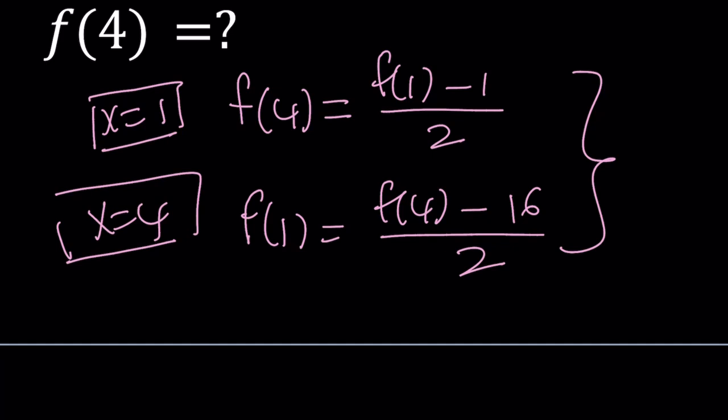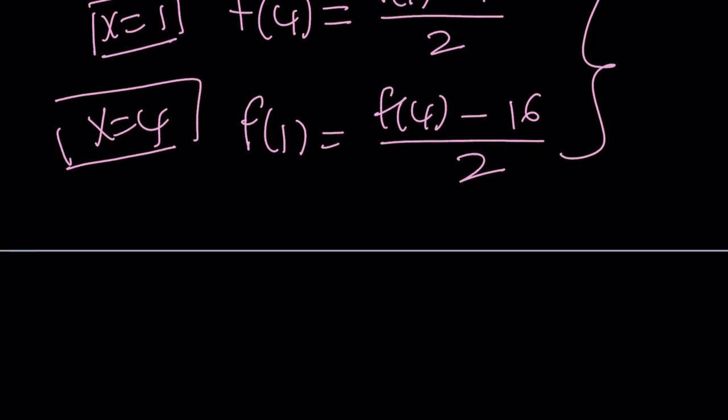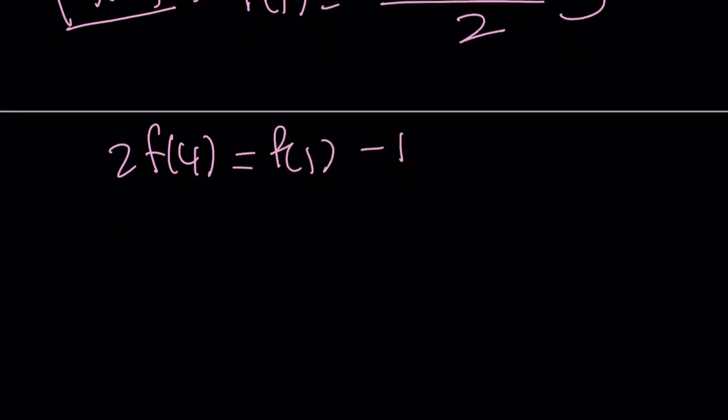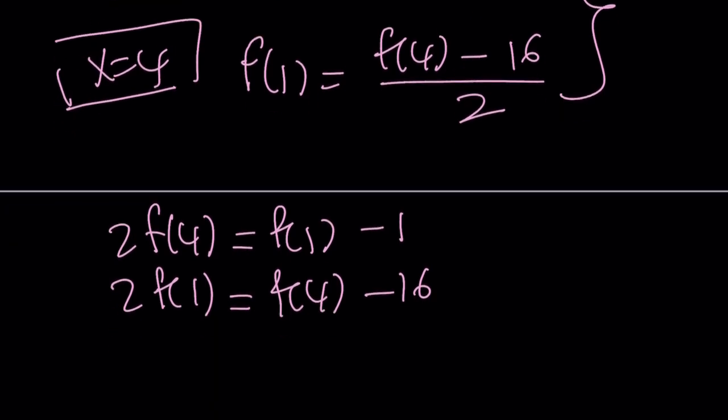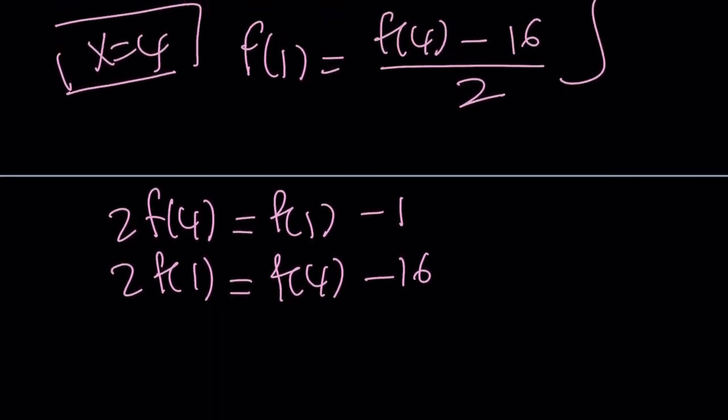Great. Now, how do you solve this system? That's the million-dollar question, right? Well, I can use substitution or I can use elimination. Let's go ahead and cross-multiply both of them. So the first one is going to give us 2f of 4 equals f of 1 minus 1. And then the second one is going to give me 2f of 1 equals f of 4 minus 16. Since I'm looking for f of 4, it makes sense to get rid of f of 1, right? So again, we have two methods here. Let me introduce both, substitution and elimination. Let's go ahead and start with substitution first.